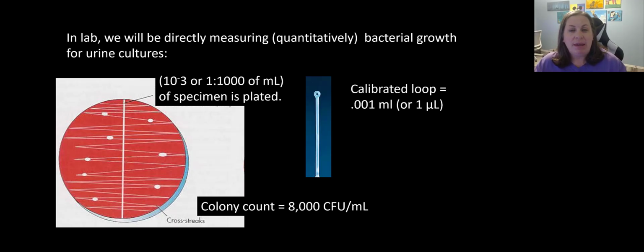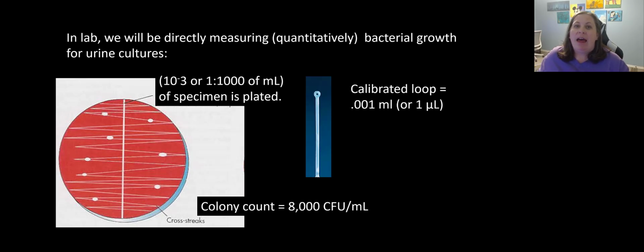The thing is, though, because of this dilution, since it's 0.001 milliliters, this is going to be 1,000 times. So just like we saw before, you count how many colonies. There's 8 here. You do 8 times 1,000, so there's 8,000. All right, so that's what you're looking at here.